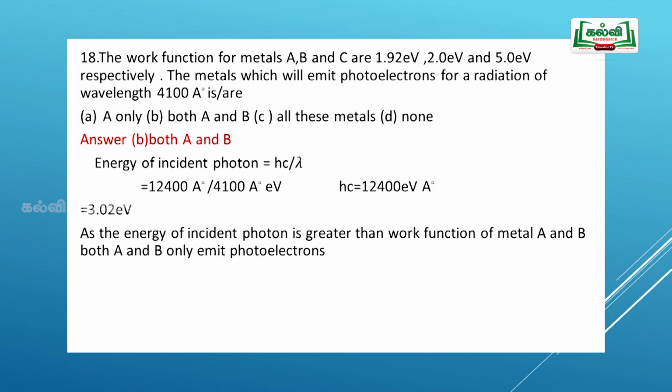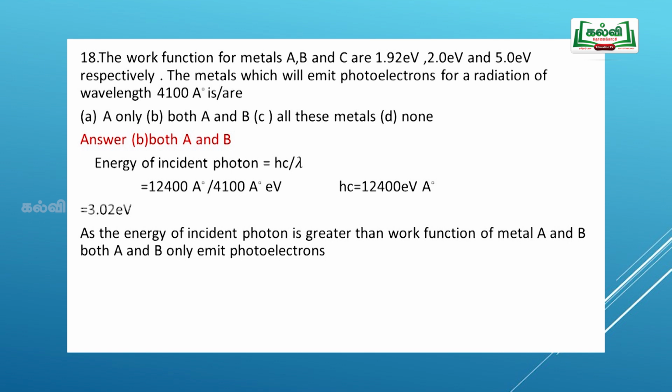Here we should know that when the energy of the incident photon is greater than the work function, then the metal will emit. If the energy of the incident photon is less than the work function of the metal, then it will not emit. So we should know the energy of the incident photon in terms of electron volt. Energy of incident photon is hc by lambda. As we know, hc is 12,400 eV Armstrong. So 12,400 eV Armstrong by 4,100 Armstrong. Armstrong gets cancelled, so we get 3.02 eV.